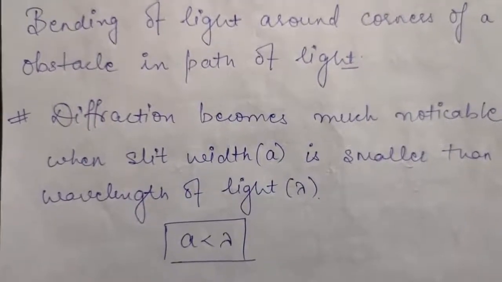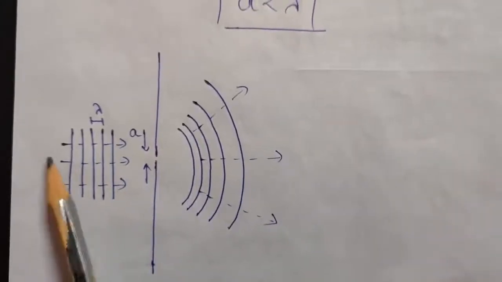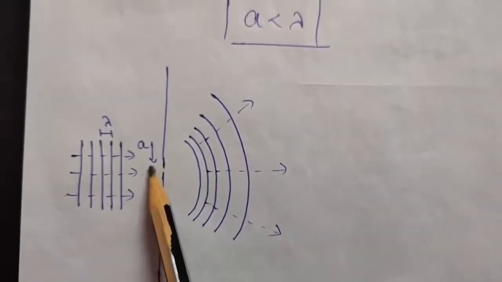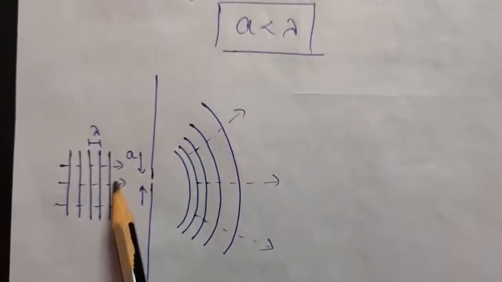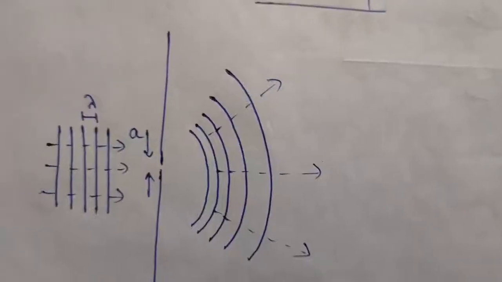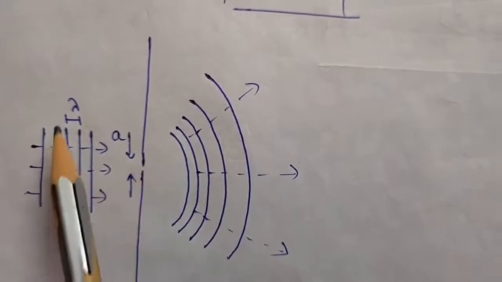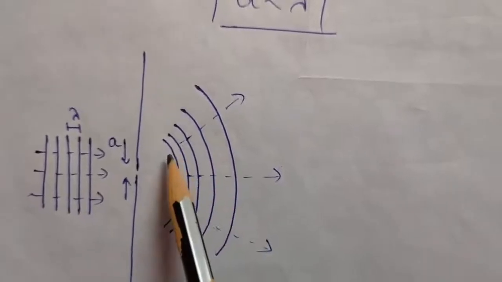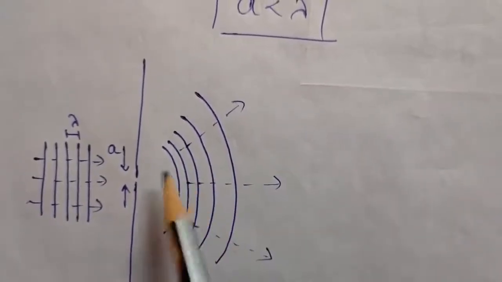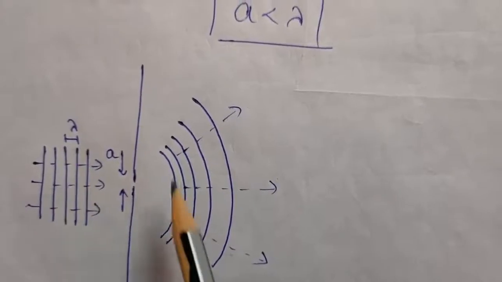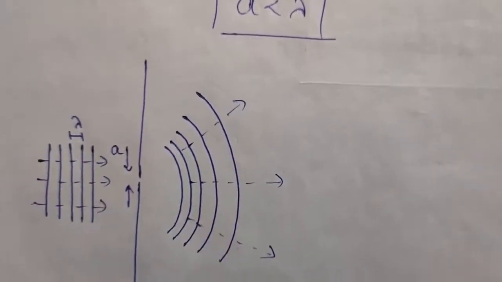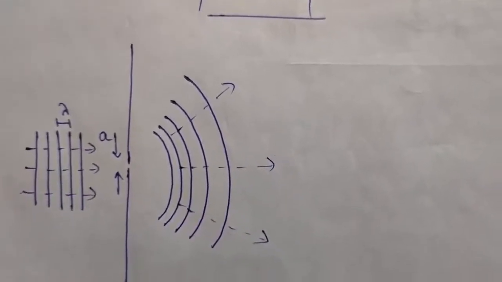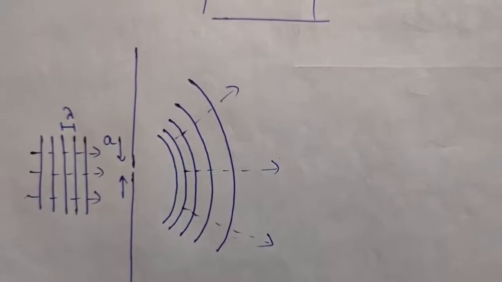For example, here these are the light waves and this is the single slit which has a slit width of a. Here we are taking that a is less than lambda, so therefore your diffraction pattern will be very clearly seen. And again, these are the rays which have bent, or you can say these were the initial plane wavefront, and now the wavefront has become diverging and the rays are going like this, that is, they have bent. So this is called diffraction of light.